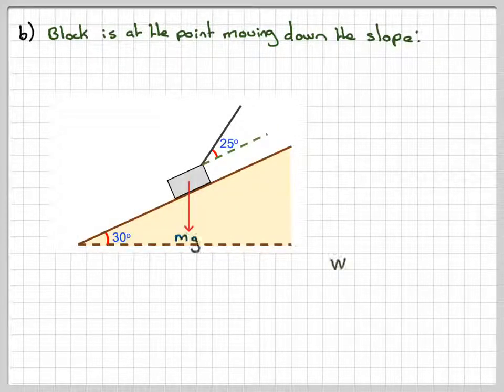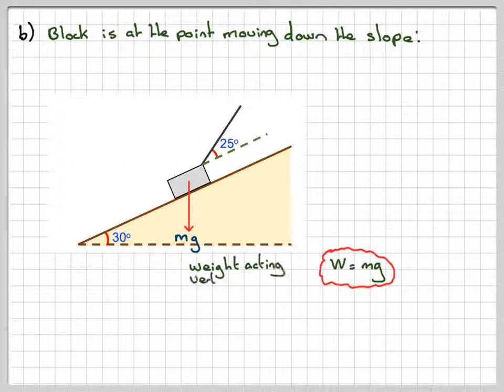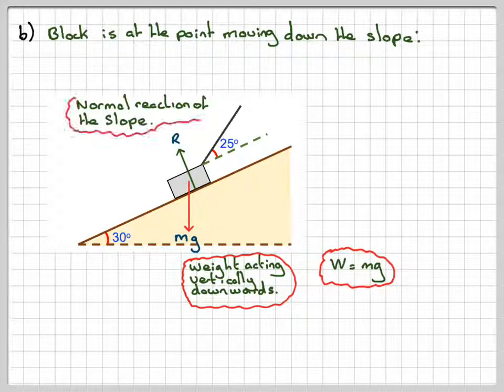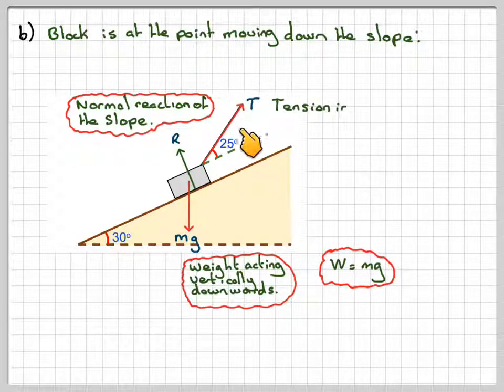In the second case, where the block is at the point of moving downwards, we've got the same diagram. It's got the same weight, mg. The weight is acting vertically downwards. We've got the same normal reaction between the block and the slope. So the normal is always at 90 degrees to the surface. And we have the tension that way.